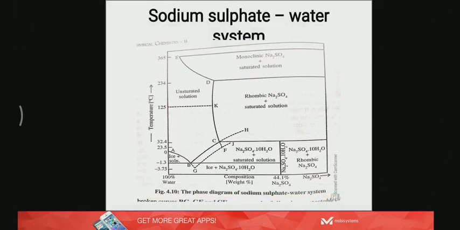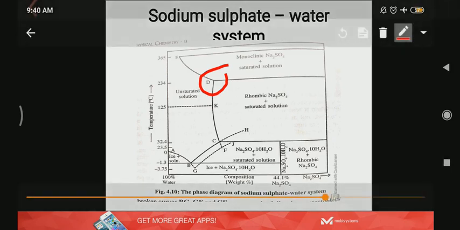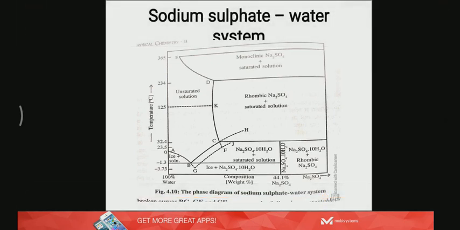The next is point D. What is point D? Point D shows what is called a transition point. Why? Because there occurs a change of rhombic sodium sulfate into monoclinic, allotropic transformation only, right? So it is called a transition point. There are also 3 phases in equilibrium, rhombic sodium sulfate, monoclinic sodium sulfate and solution. That is again invariant.